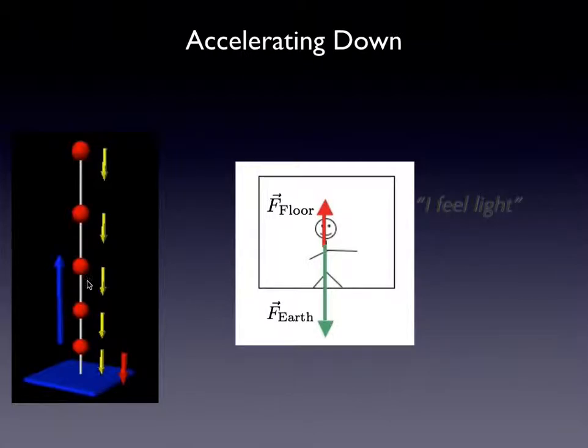Here's the model over here. You can see that this spring doesn't have to push very much on the top mass, which means that all of these springs below don't have to push up as much. There's less compression. So it's like your spine, okay? And you feel lighter.